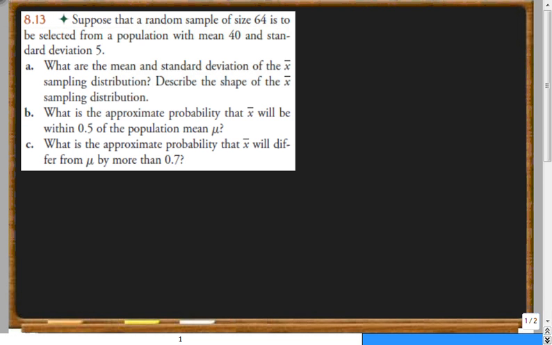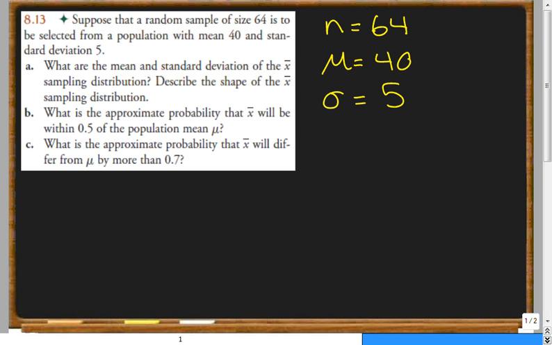Okay, so we're going to look at some example problems for sampling distributions. This problem says, suppose that a random sample of size 64 is to be selected from a population with a mean of 40 and a standard deviation of 5. So our sample size is 64, our mean is 40, and our standard deviation is 5. What are the mean and standard deviation of the X bar sampling distribution? Describe the shape of the X bar sampling distribution.